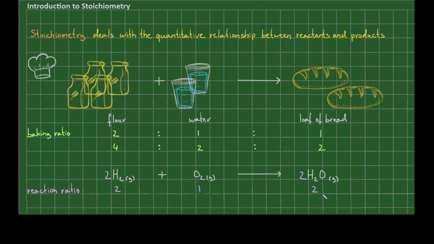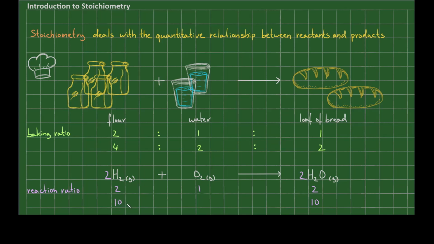What if I wanted to end up with 10 molecules of water? How many molecules of hydrogen and oxygen would I need? Well, with respect to the original reaction ratio, I have increased the amount of water molecules 5-fold. Remember, whatever happens to one component has to happen to the other components. So if I have multiplied the water molecules by 5, everything else needs to be multiplied by 5.